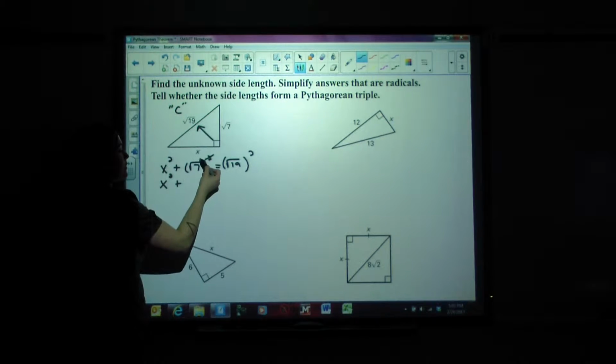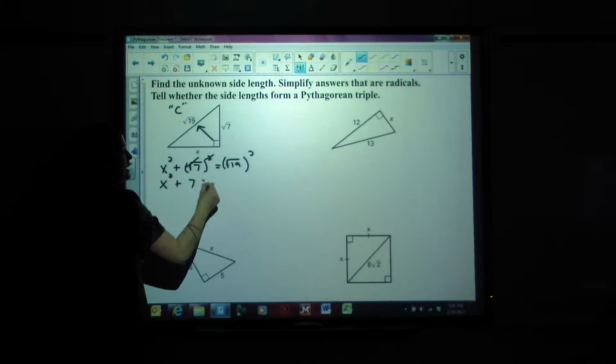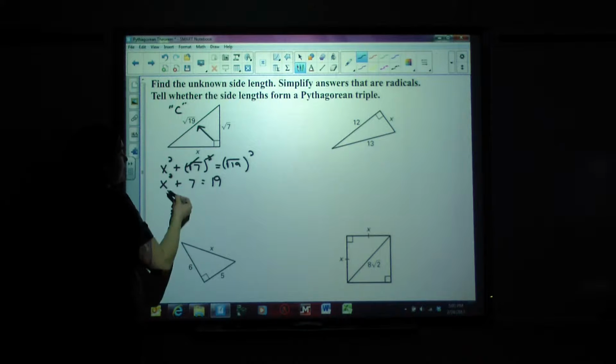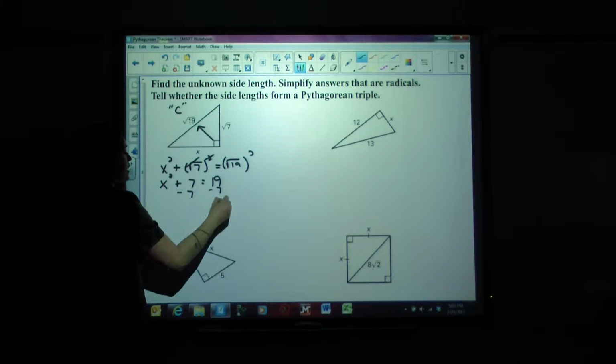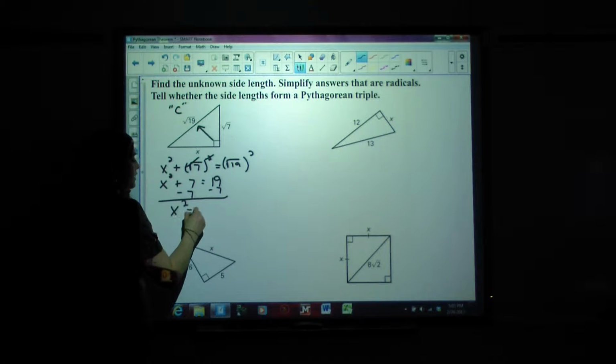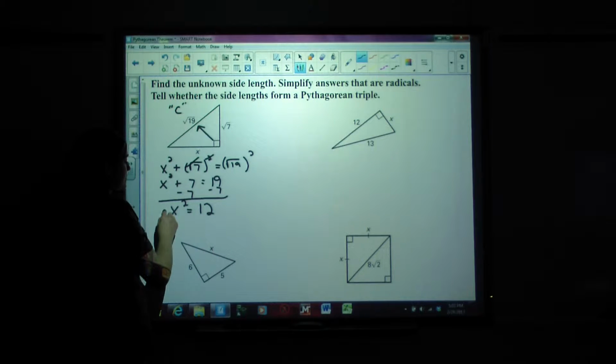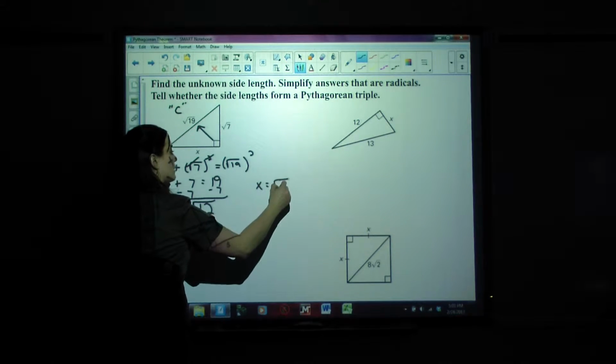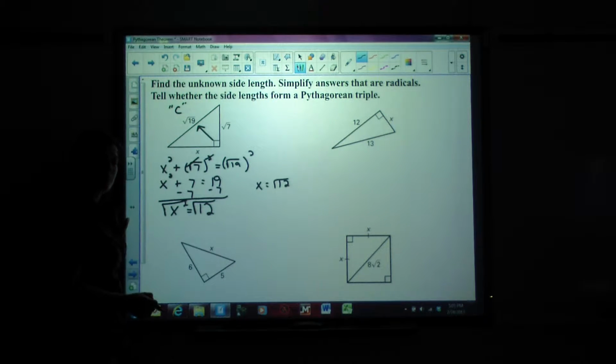The root and the square cancel out, and we're left with just 7 equals root 19 squared, which is simply 19. Now if we solve for x, we subtract 7, we get x squared equals 12. The only way to get x by itself is to square root. So we have x equals the square root of 12. That is a possible answer.